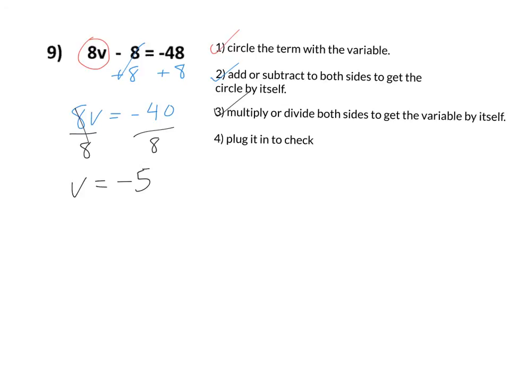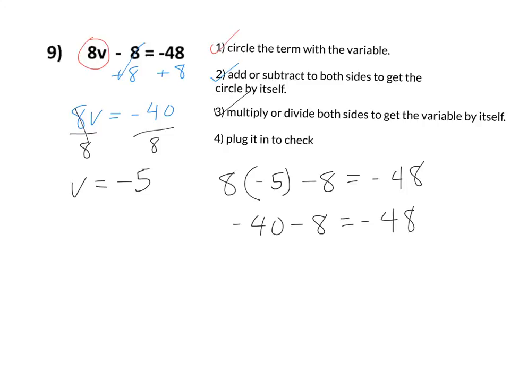The fourth step is to plug it in and check. I've got 8 times v, which is -5, minus 8 equals -48. 8 times -5 is -40, minus 8 equals -48. -40 minus 8 is -48, and that is equal to -48. There is my check.